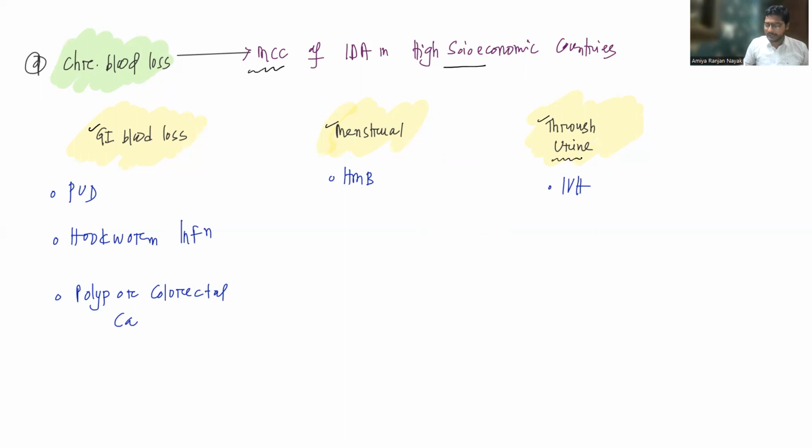Whenever there is chronic intravascular hemolysis, there will be persistent hemoglobinuria that can cause iron deficiency anemia. The classical example we have discussed is PNH, paroxysmal nocturnal hemoglobinuria. So this is the classical example of chronic intravascular hemolysis that can cause iron deficiency.